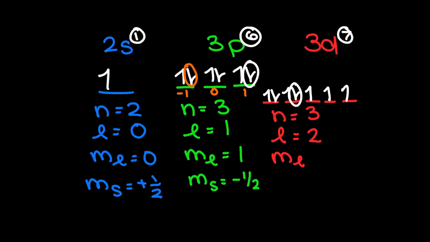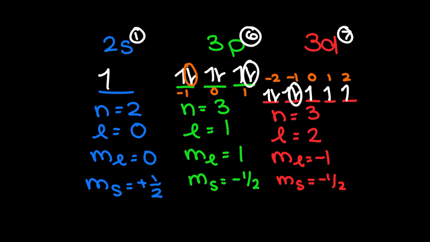m sub l is equal to negative 1. I'll write these numbers in orange above here for m sub l. And the spin would also be negative 1/2. And that's how you find the quantum numbers of a specified electron in any given subshell.